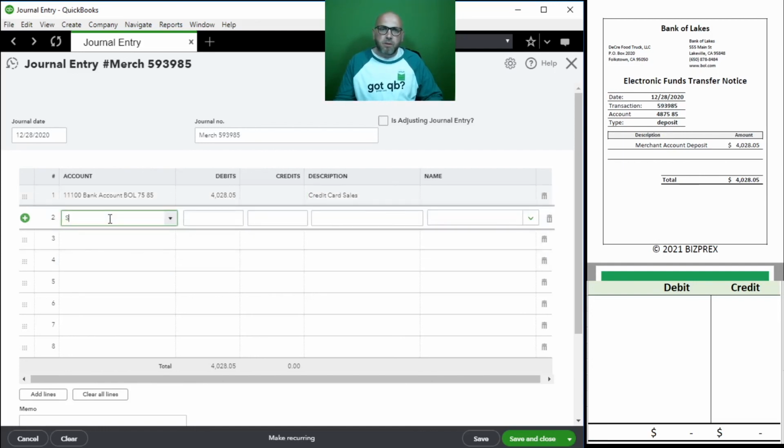And then our sales go up as well, right? Because the source of this money is sales, right? So sales go up, we credit them. Bank account balance goes up, we debit it. So here it is. Just to solidify.